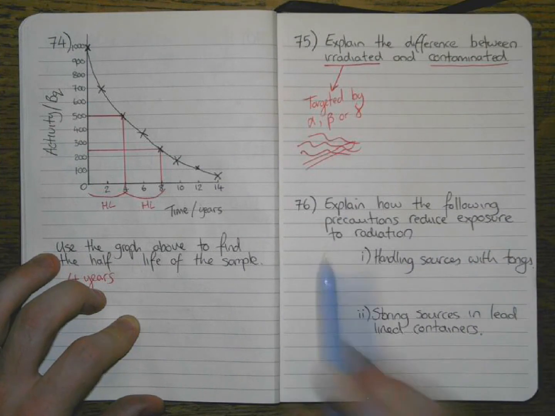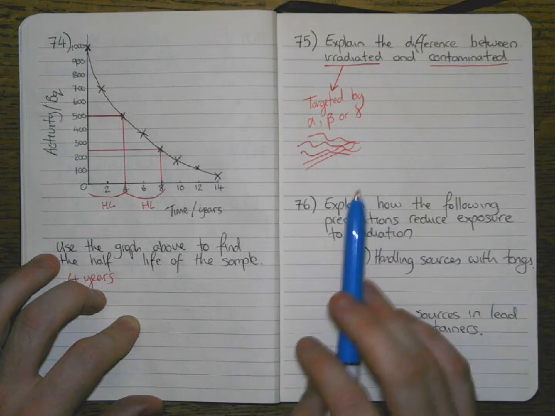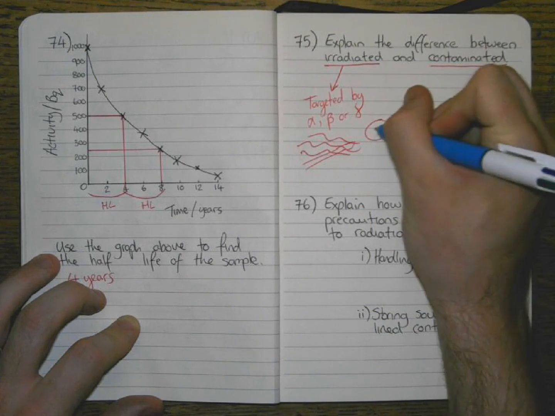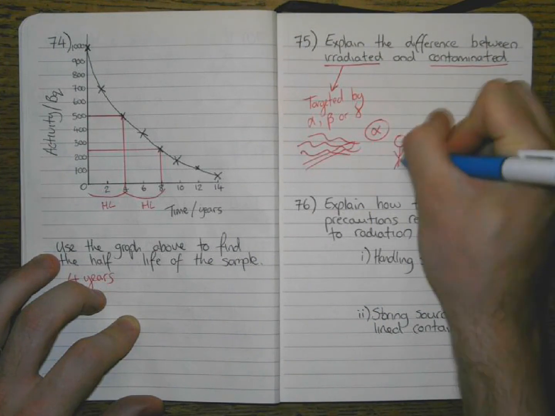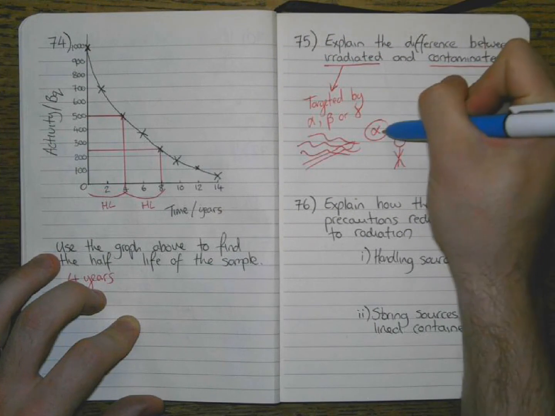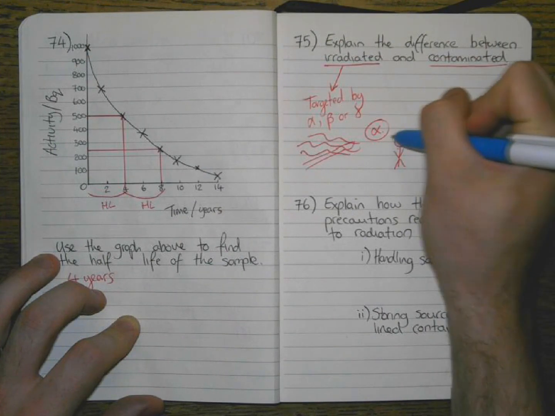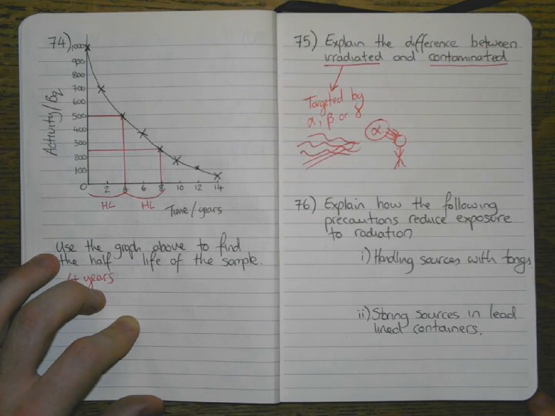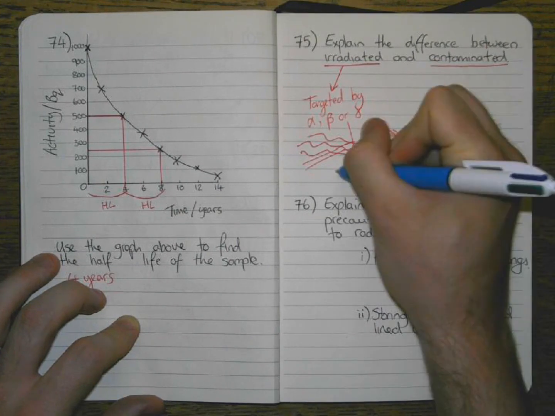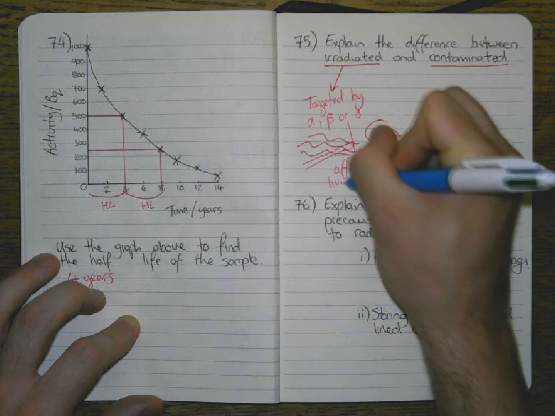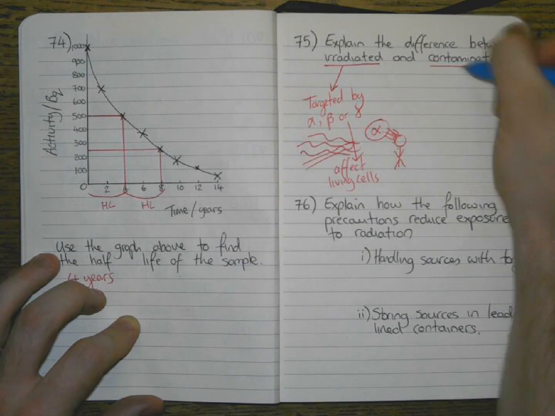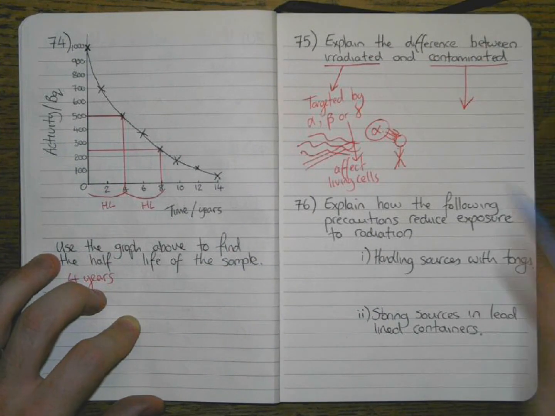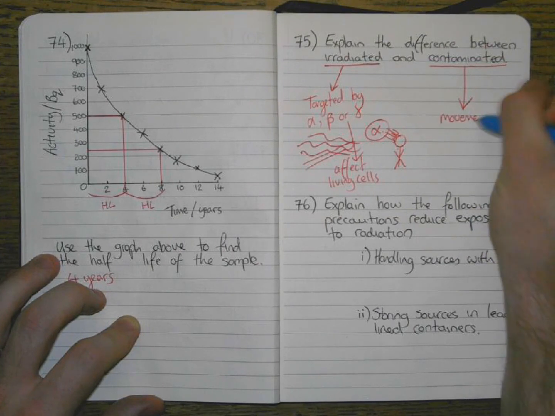This process is called irradiation. Now it doesn't have to be gamma. If there was an alpha source, and you were extremely close to the alpha source, so close that the alpha particles could reach you, then that would also be classed as irradiation. So it's when the alpha, beta or gamma actually affect living cells. Contamination is different because it actually talks about the movement of the radioactive substance.